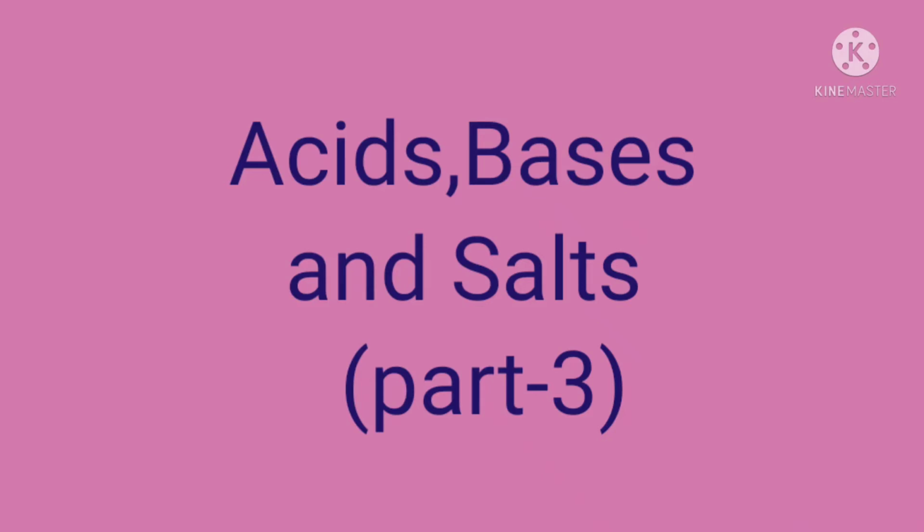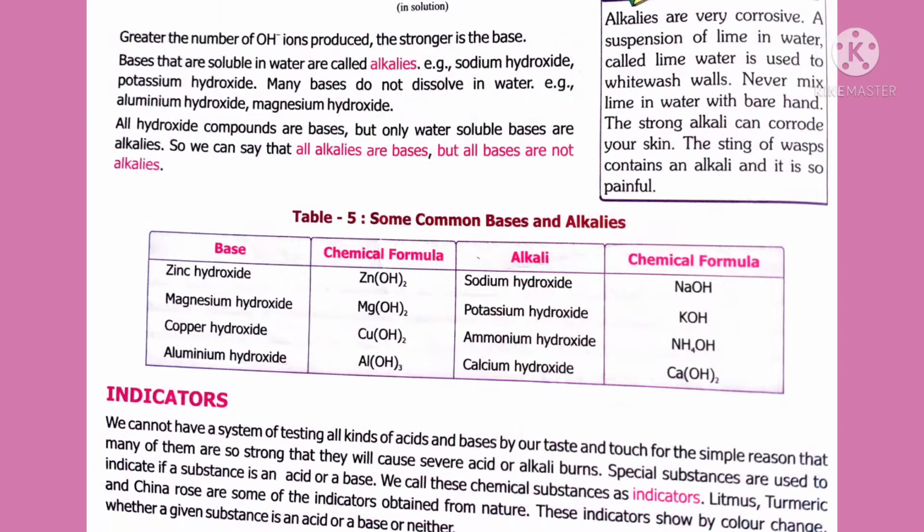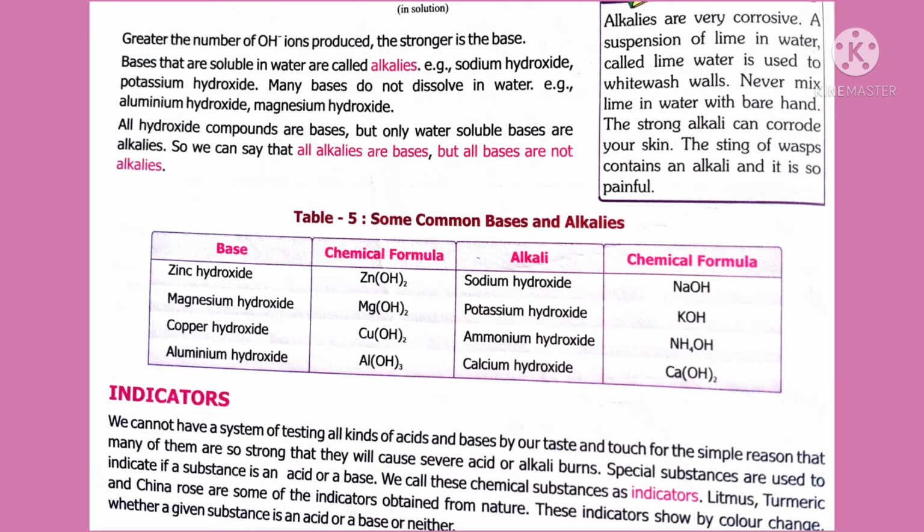Let us start the chapter Acid, Base and Salt, Part 3, on pages 75 and 76. The first question is, what is an indicator? An indicator is a substance which helps us to identify whether the given substance is acid, base or salt.